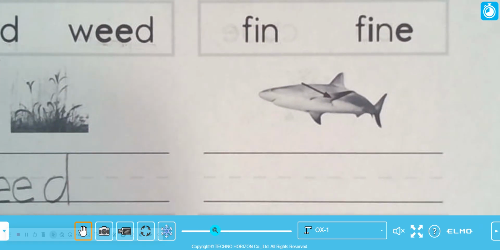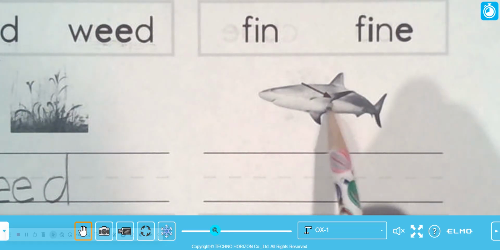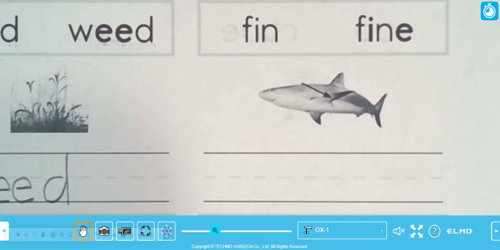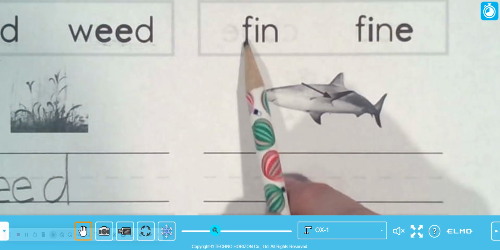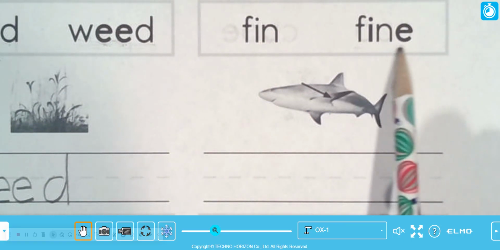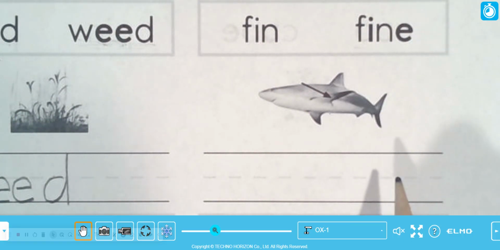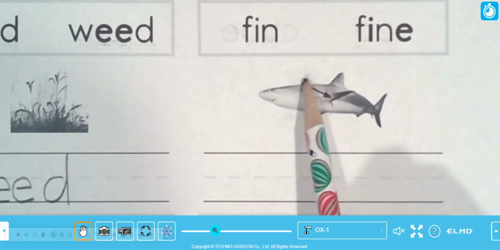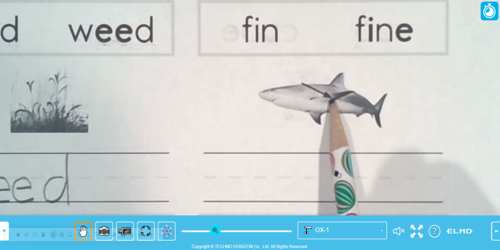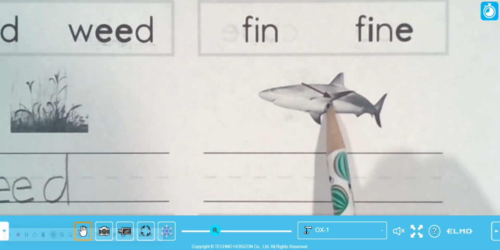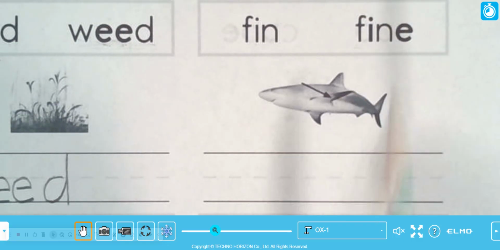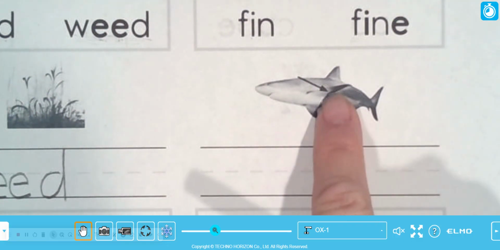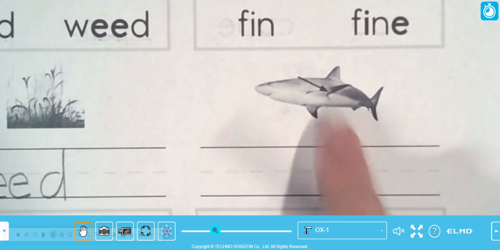Okay, so let's go to this one right here. Do you know what word this is? Yes, it's the word fin. Do you know what word this is? It's the word fine. So see, the arrow is pointing right here. So is this fin or is this fine? Yep, it's the word fin, right? A shark's fin right there. He doesn't have hands, he has fins.